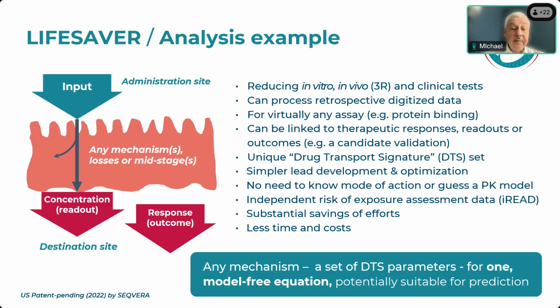And that is what has been submitted in a patent application: the combination of these transport properties would result in a parameter or set of parameters we call drug transport signature, which is a unique combination for the specific drug in relation to penetration of the placental tissues. That does not need us to know the kinetic or pharmacokinetic model. Of course, it's nice to have it, but here we do not talk about pharmacokinetics, we talk about how the drug is transported through the placental tissues. Altogether, we plan to provide what we call IREAD, which is independent risk of exposure assessment data, which needs to be quantified and submitted together with the drug development purpose.